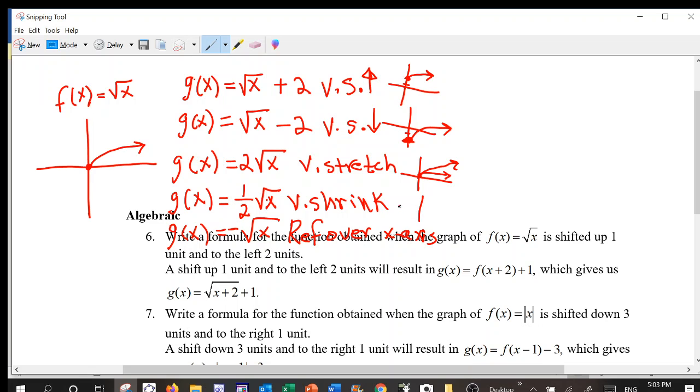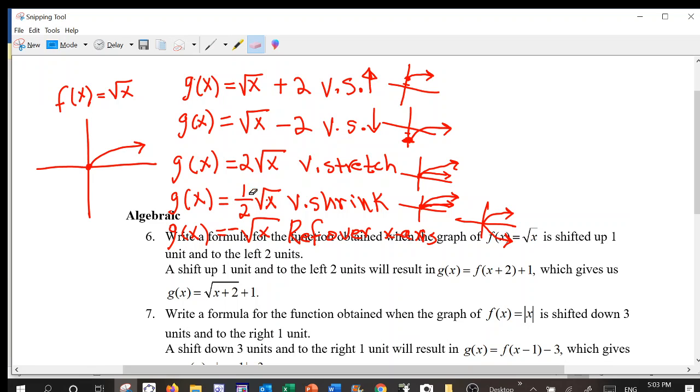This one, if the original one is over here, when you shrink it vertically, it's going to look like that. It's not a straight line, it just looks like that, right? And the reflection over the x-axis is going to look like, that's the original one. That would be the reflection, right?